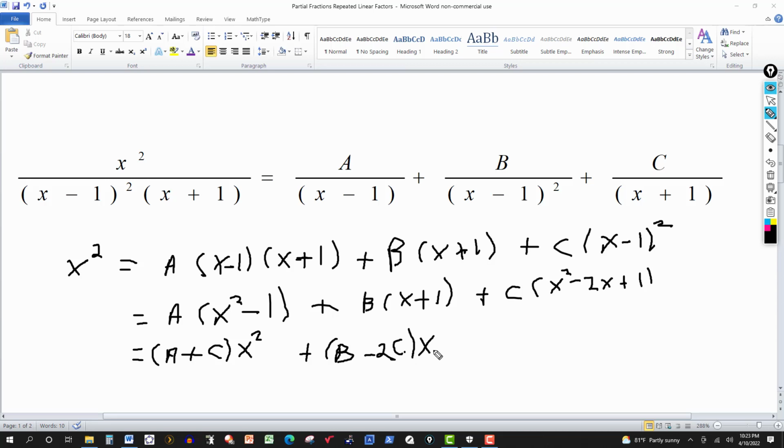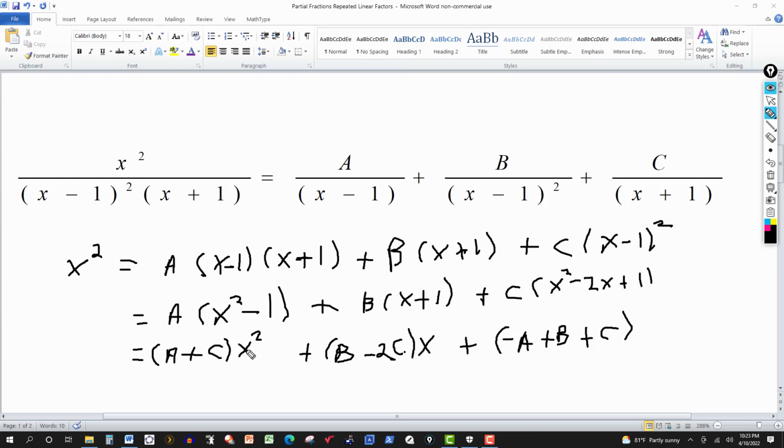Factor out the x, I get that. And then the rest we can treat like a constant. So what else do we have left? Well, from the first product, a times minus 1 is a minus a. So I'll put a minus a here. And then for the second product, b times 1 will be b. And then c times 1 is c. So that's your constant.